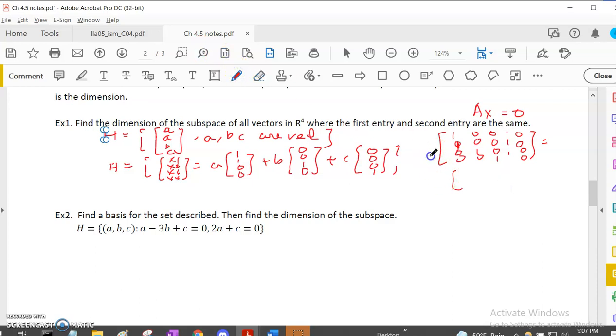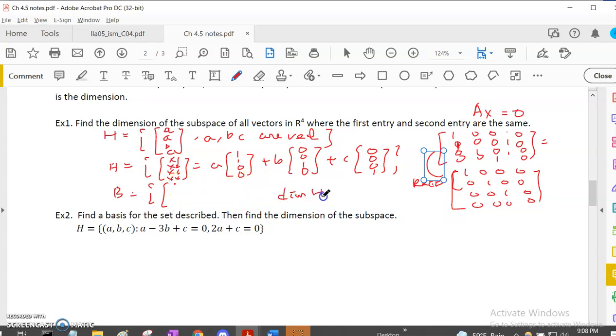I just went too fast. So if I do RREF, this would be 1, 0, 0, 0, 0, 1, 0, 0, 0, 0, 1, 0, and then 0, 0, 0, 0. I have a pivot position in every column, and they all equal 0. So only the trivial solution. So this set B would be the basis, right? And so the dimension of H is equal to 3 because I have 3 vectors: 1, 1, 0, 0, 0, 0, 1, 0, and 0, 0, 0, 1.